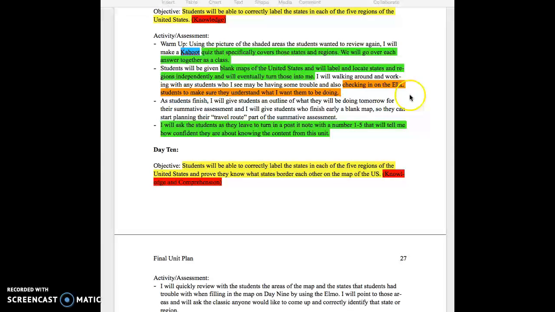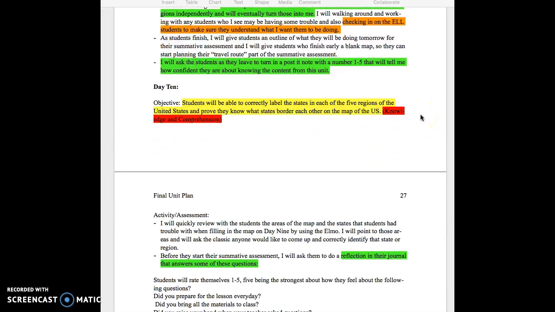And then as they finish, I will be giving them an outline of the summative assessment for tomorrow, because it is a little bit different from what they've been doing. So I'm going to give them a blank map so they can start planning the travel route part of their assessment that they're going to be doing for the following day.